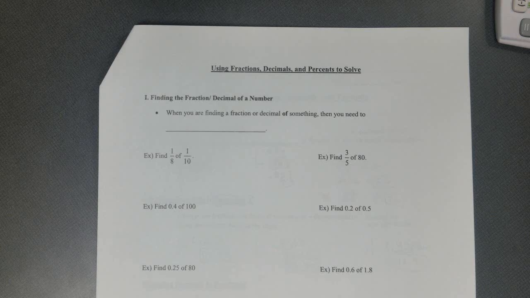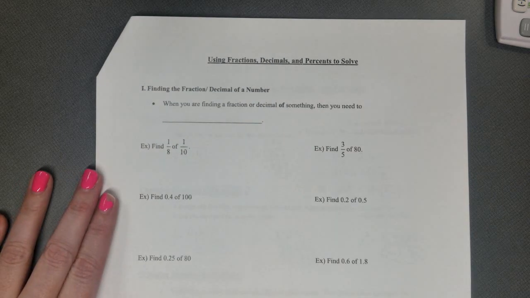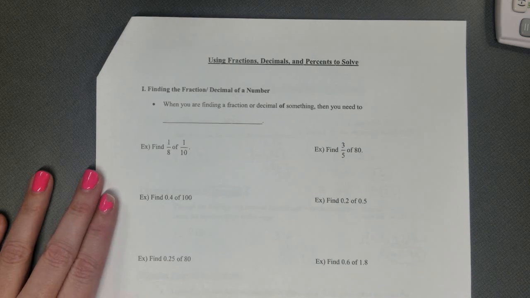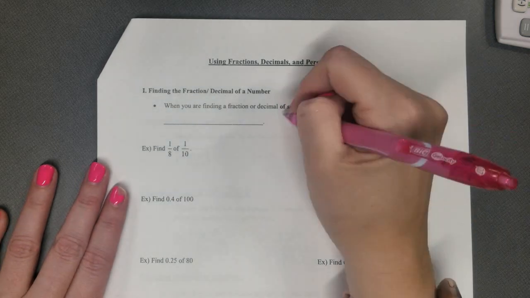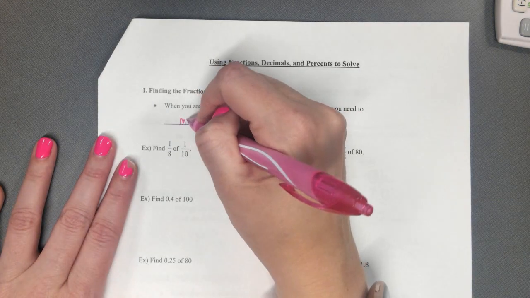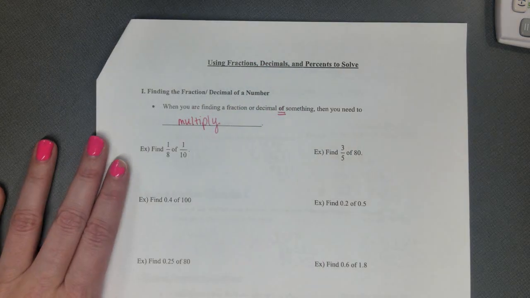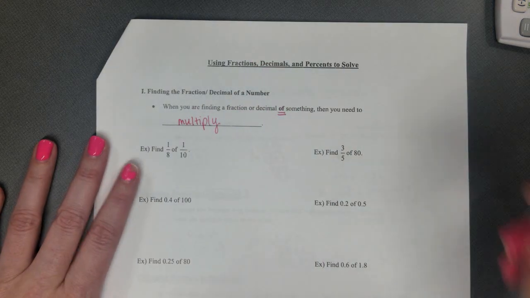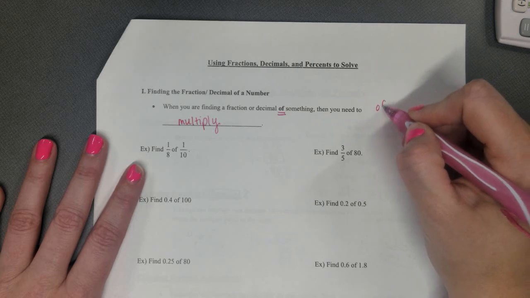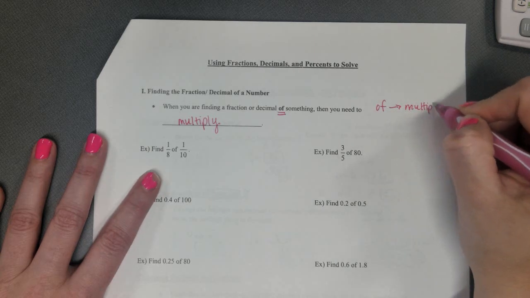Alright, so we're going to take what we learned last week about fractions, decimals, and percents, and we're going to use them to solve today. So when you're finding the fraction or decimal of something, then you need to multiply. So there are some keywords. Whenever you see the word of, that means you have to multiply.